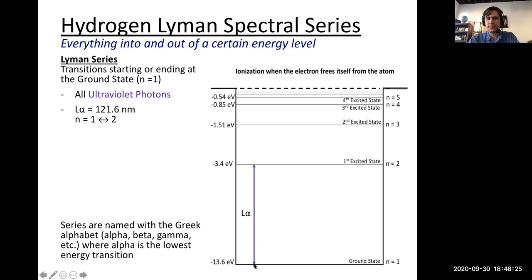Okay, so we'll do absorption first. We can go from the ground state up to the first excited state. We could do it in reverse, in emission, and go from the first excited state to the ground state, where we're going from 2 to 1.